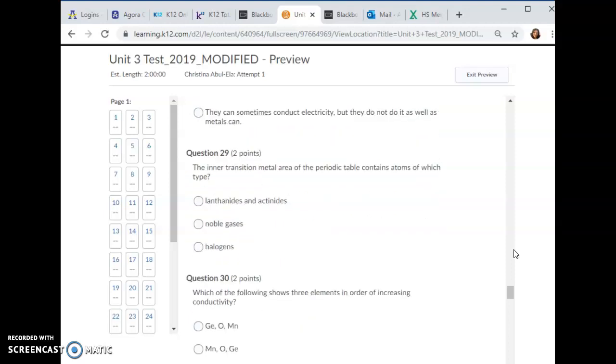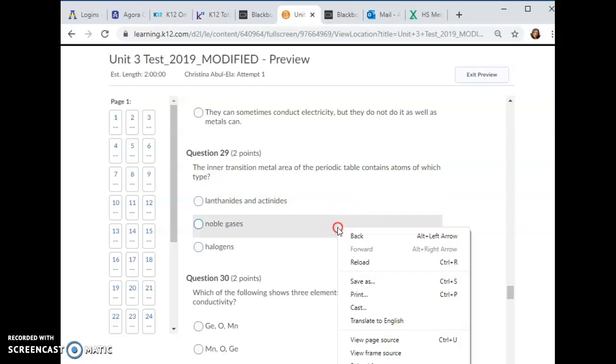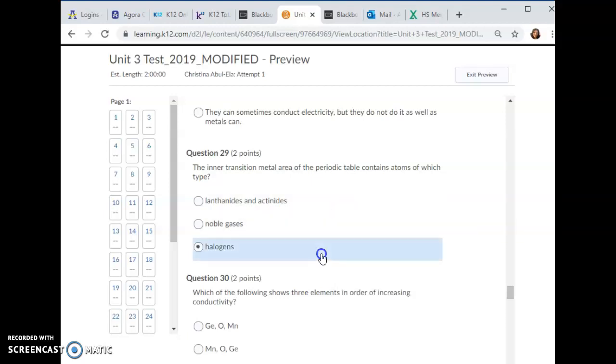Question 29. The inner transition metals area of the periodic table contains atoms of which type? Lanthanide and actinide series, noble gases, halogens.